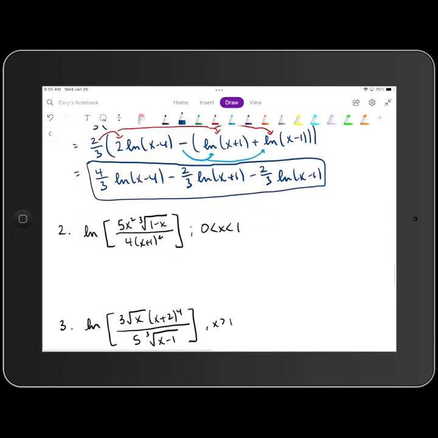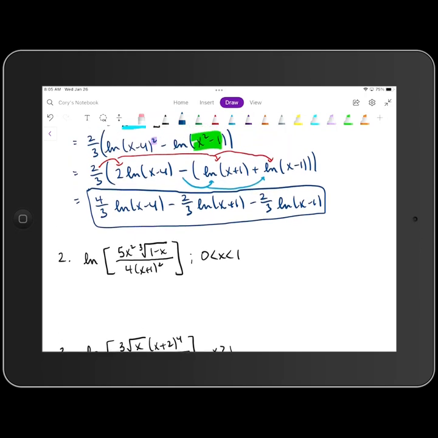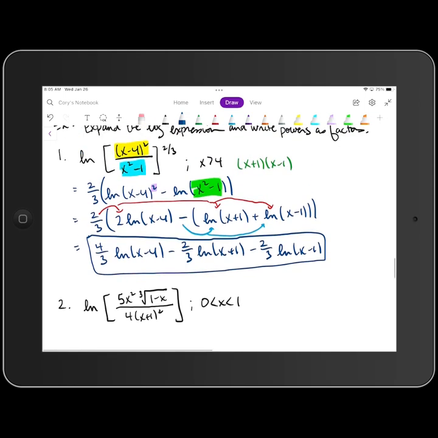Okay, so we're going to do the same thing with number 2, except that with number 2, we're going to use our log properties to expand in a single step. We're not going to show the intermediate steps to get to our final answer. Hopefully we get to a point where we're good enough with logarithms that we can work this through in a single step.